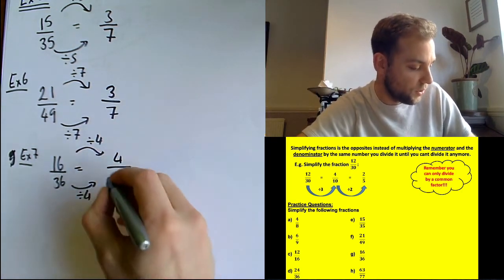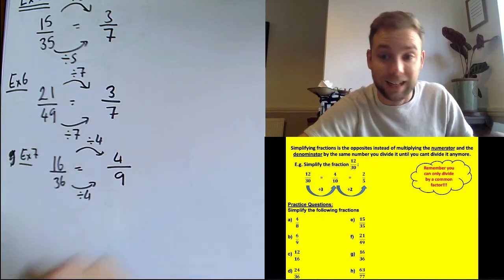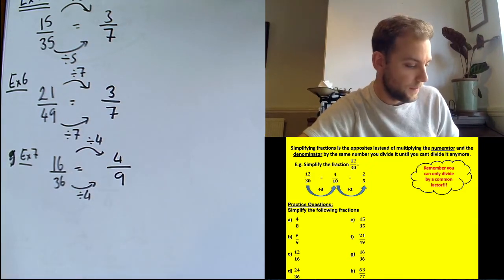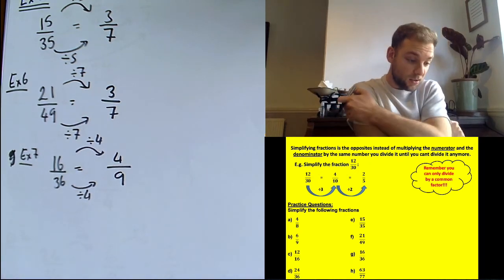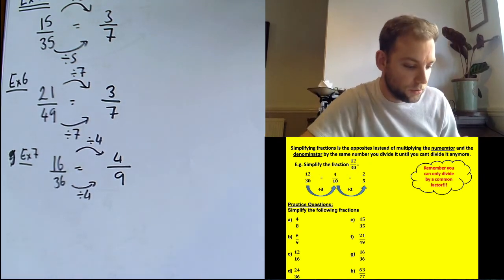How many times does 4 go into 36? 4 goes into 36 9 times. Okay. Can I cancel that any further? Actually, no, I can't. So that's it. Okay, so that's that one done.